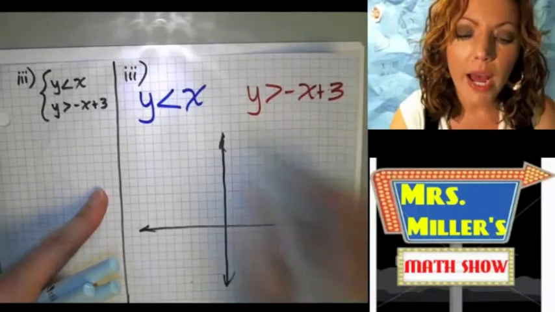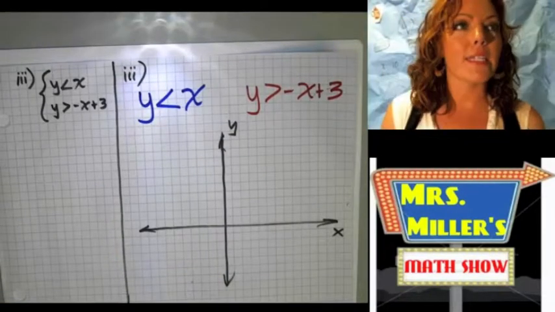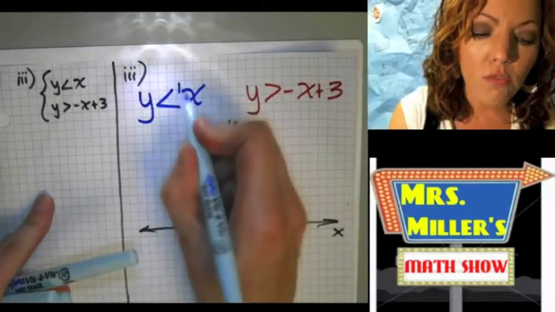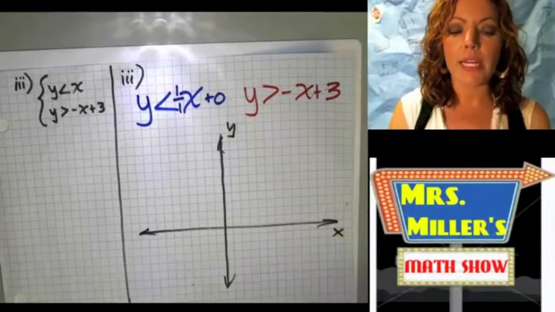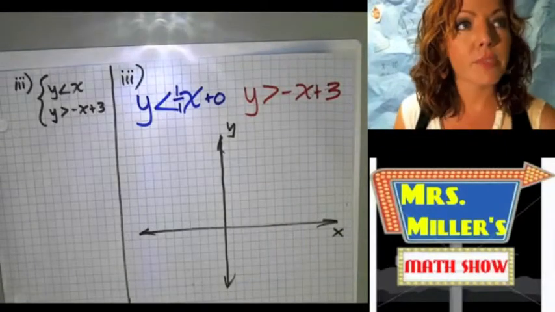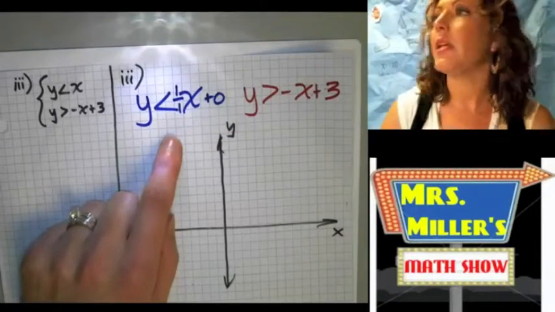Okay, how many people agree that y is less than x is the same thing as y is less than 1 over 1x plus 0? Is that true? Yes. Okay, can someone tell me how to graph that line? Y is less than x is the same thing as y is less than 1 over 1x plus 0.